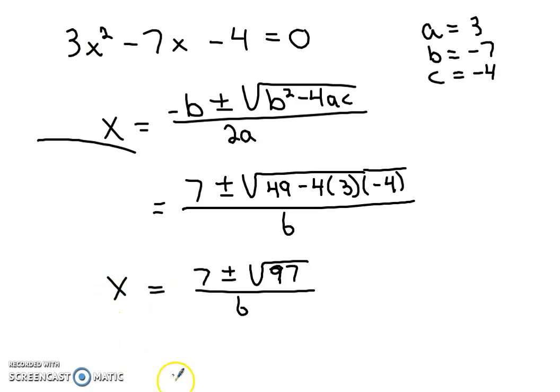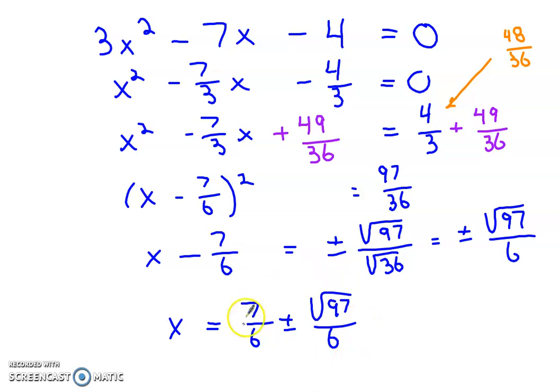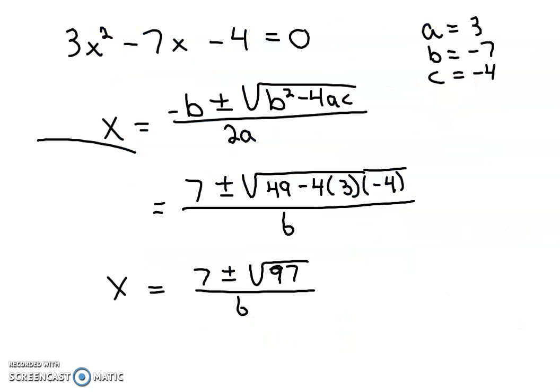So that's the same answer we had from before when we did this problem, although we had it separated into two fractions, but they could be combined into one, 7 plus or minus the square root of 97 over 6. That's the same answer we got here. But you'll notice we didn't have to go through all that ugly algebra anymore. We just took all the numbers, a, b, and c, and we put them into the formula and got our answers. That's the beauty of the quadratic formula. All right?